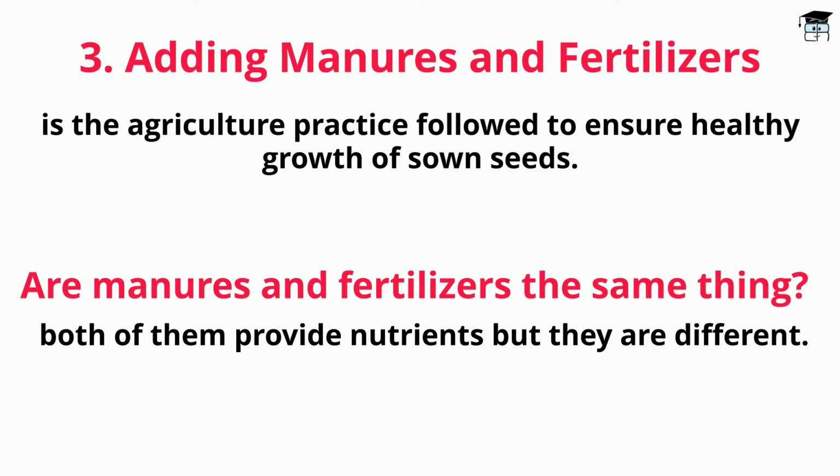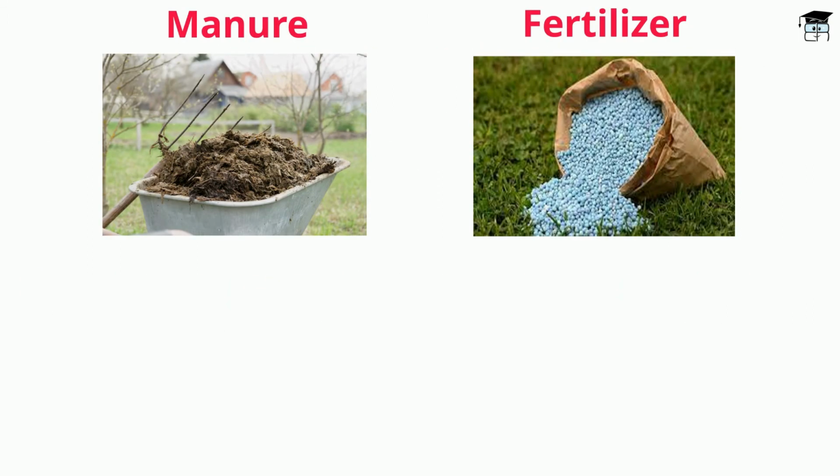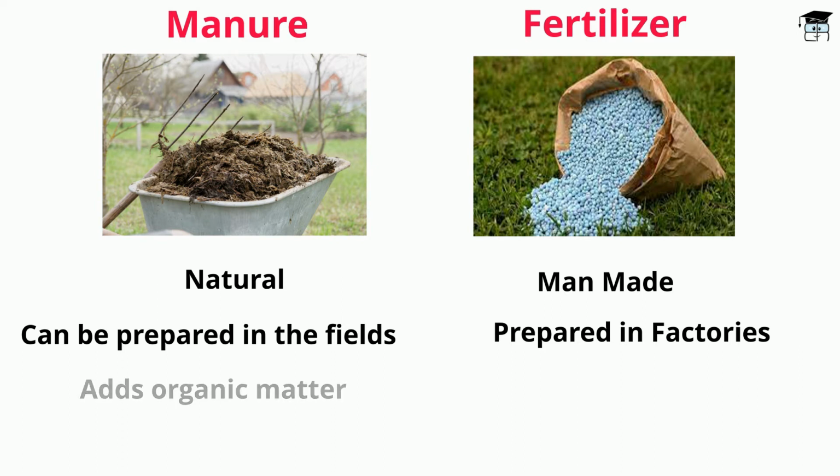Both of them provide nutrients, but they are different. Let's see the difference between them. Manure is a natural substance obtained by the decomposition of cattle dung, whereas fertilizers are man-made and are inorganic salts. Manures can be prepared in the fields, whereas fertilizers are prepared in a factory.